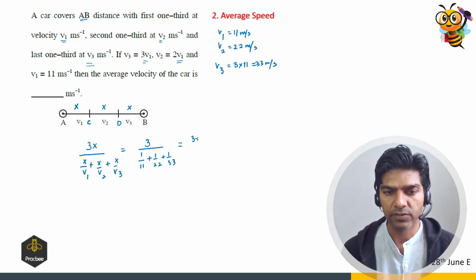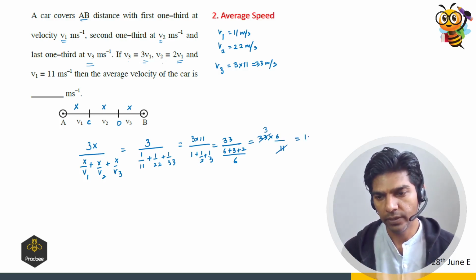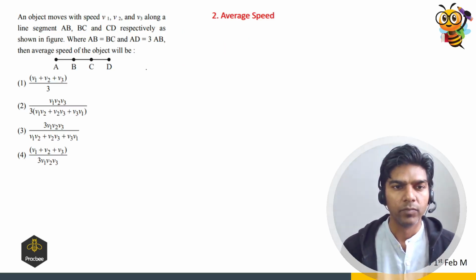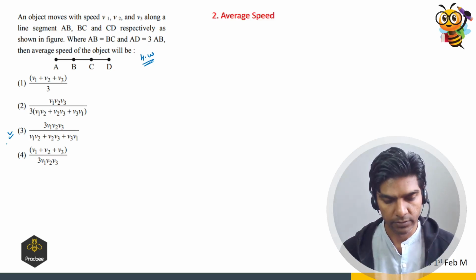We can take 1 by 11 common in the denominator. So we'll get 3 times 11 divided by 1 plus 1 by 2 plus 1 by 3. So that will be 33 divided by, and the LCM in the denominator will be 6, so 6 plus 3 plus 2. So it will be 33 times 6 divided by 11. So that will give us 3, and it will be 18 meters per second. So 18 is the answer of this question. I'm keeping this question as homework for you because again it is based on the same concept. So in this case option 3 is the right answer.